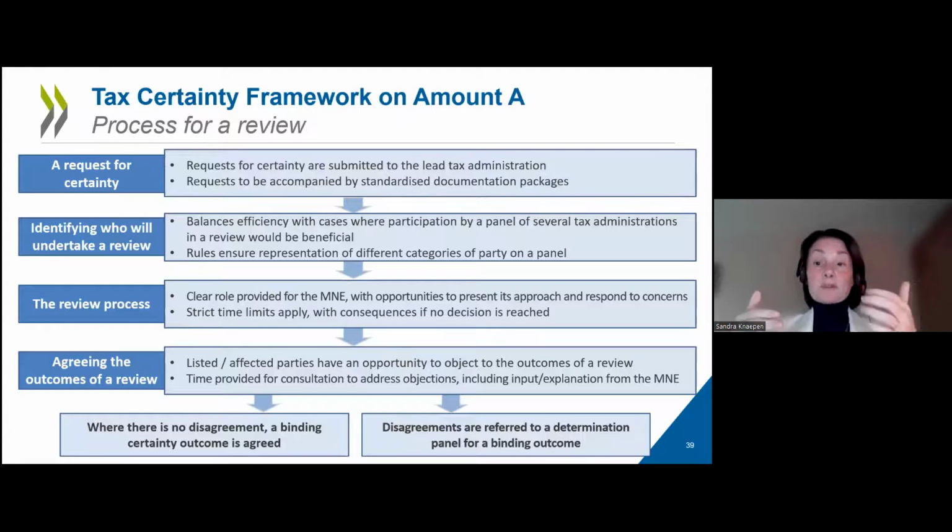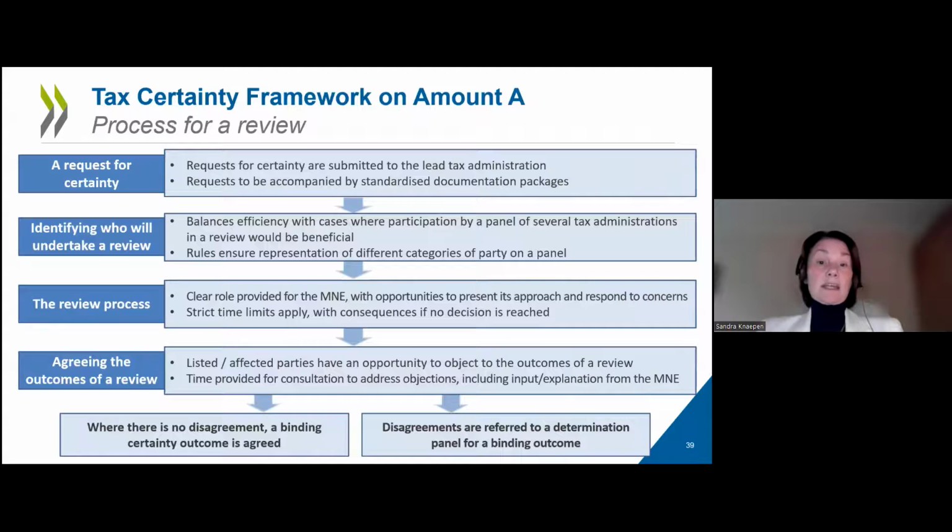If it's not proposed, then the review will continue to be undertaken by the lead tax administration. On the other hand, if we look at advanced certainty, it is expected that in the future it will only need to be requested every 5 years anyway, or if there is a change in an M&E's business or methodology. And so these reviews will probably always be undertaken by the panel.